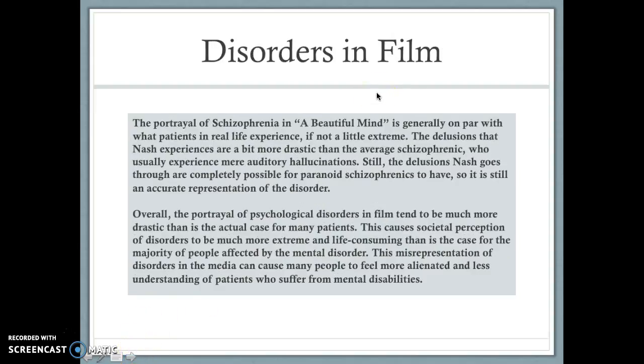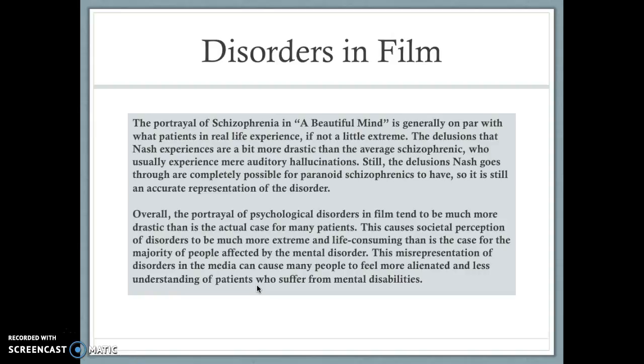Disorders in film generally tend to be much more drastic than is the actual case for many patients. This causes societal perceptions of disorders to be much more extreme and life-consuming than is actually the case for the majority of people affected by mental disorders. This misrepresentation of disorders in the media can cause many people to feel more alienated and less understanding of patients who suffer from mental disabilities.